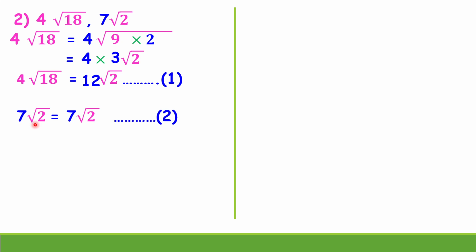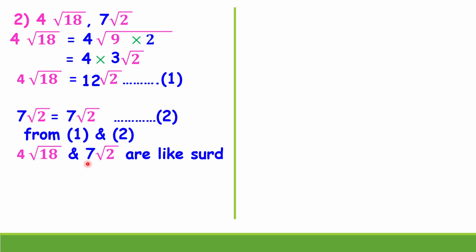Already 7 root 2 is in its simplest form, because the order of the surd is 2, which is minimum, and the radicand is 2. We can't split or find two factors of the radicand. Therefore 7 root 2 is in its simplest form. From equation 1 and 2, observe these are two like surds. The order of the surd is same. Yes, both surds have order 2, which is same, and the radicand is also same. Therefore from 1 and 2 we say that 4 root 18 and 7 root 2 are like surds.